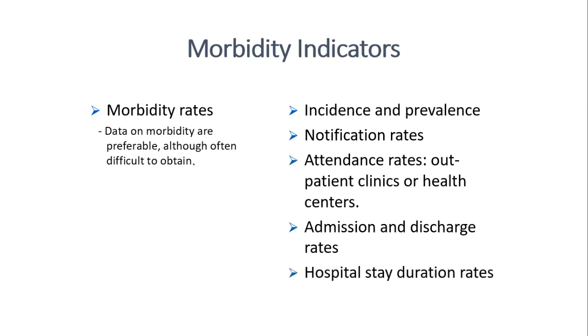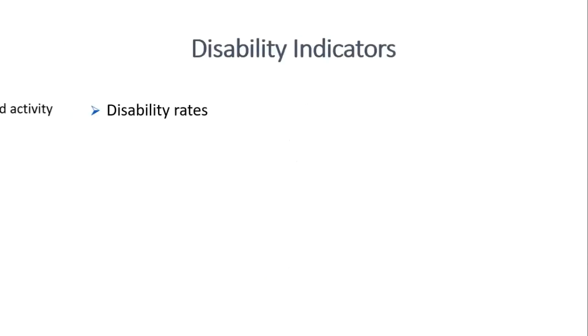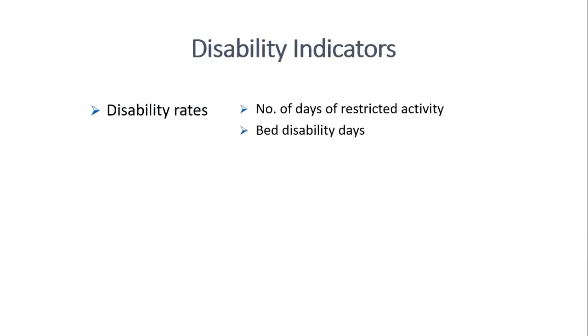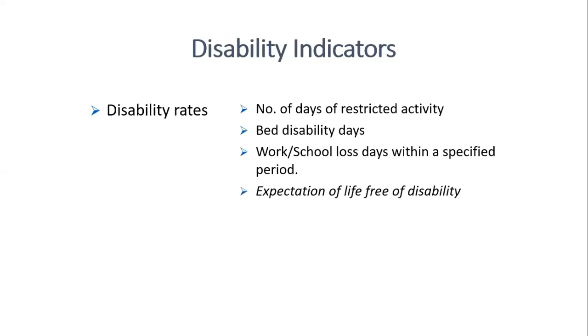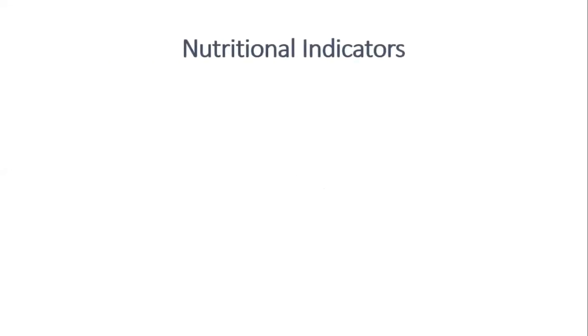So this is something which you should know about. Admission, discharge, morbidity. There is also something called the disability rate. If any person has been injured or has a broken hip or fracture, they can have restricted activity. The number of days that person has restricted activity will be attributed to the disability rate. It can be bed disability rates, work or school days lost because of a specific problem for a specific period, expectation of life free of disability.